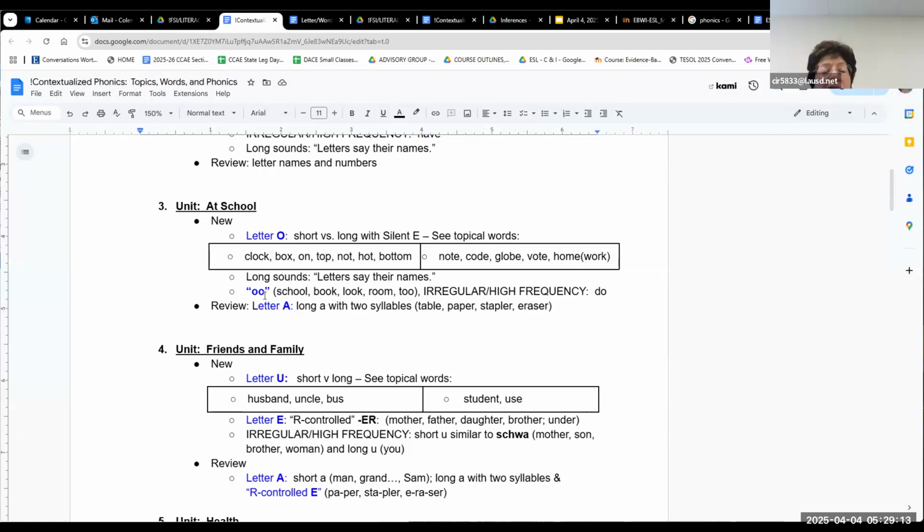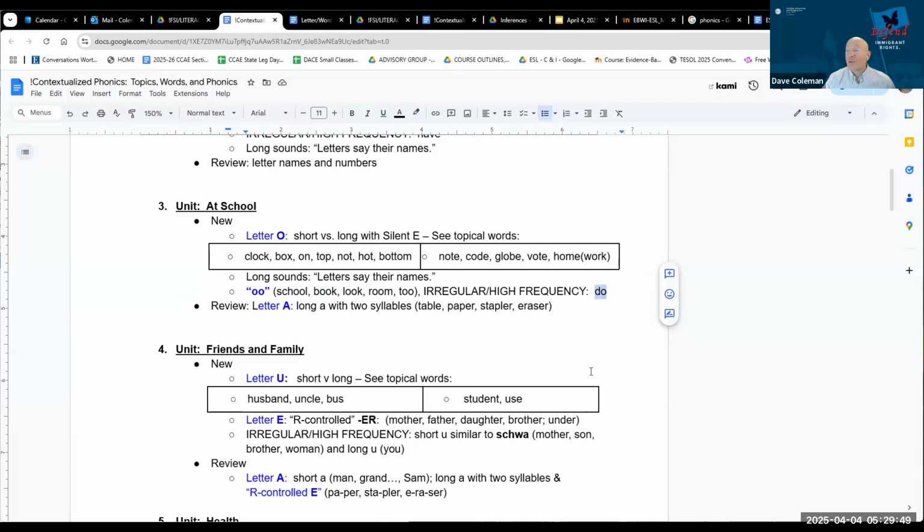Okay. So there's some irregulars here. A double O, they're going to see this. This is the reason I put this, because at school, right? It's right in the topic. Sometimes not all of these have the same sound. Ooh and school, book, look, room, too. They're not all the same. But at this stage in the game, don't worry about it. We're not going to go that deeply with students, right? And then you're going to have your irregular word.